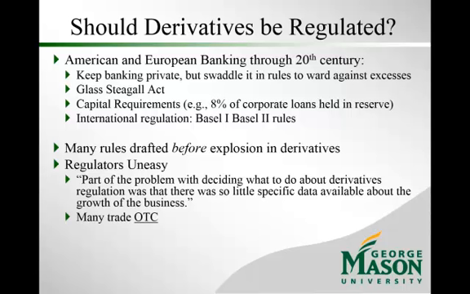So regulators are uneasy with derivatives because, as it quotes in the book, part of the problem with deciding what to do about derivative regulation was that there was so little specific data available about the growth of the business. So regulators didn't actually know how much interest rate swapping was going on out there because it was being done over the counter, or OTC, and not on an exchange.